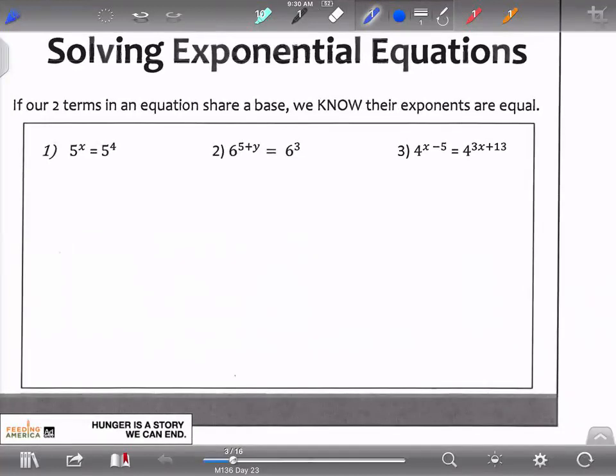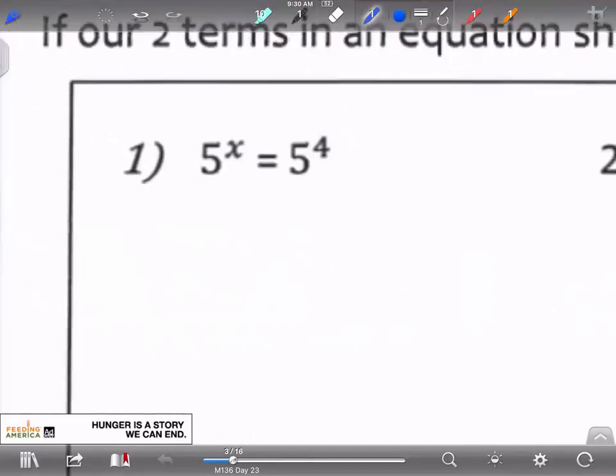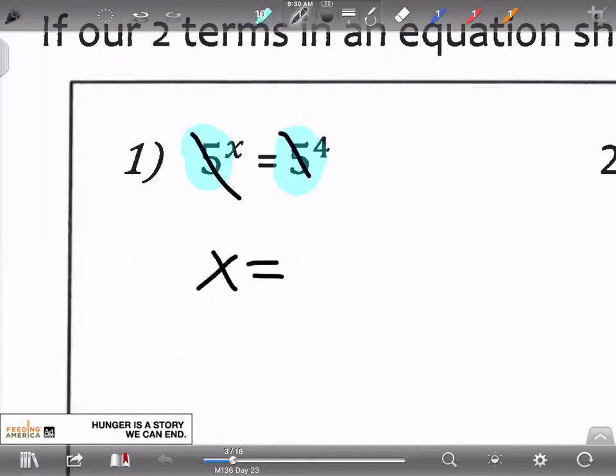So again, I've written you a reminder, if our two terms in the equation have the same base, we know that the exponents must be equal. So for question number 1, we have 5 to the x power equals 5 to the 4th power. When we compare these, our bases are exactly the same, so we can cancel them out. That actually just leaves us with x equals 4.